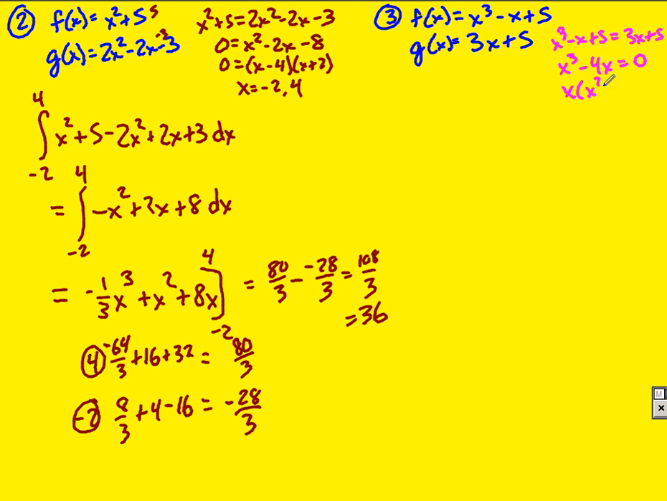Factor out an x, I'm left with x squared minus 4. So that means I have x minus 2, x plus 2 must equal 0. So that means that x equals 0, 2, and negative 2. So this is the tricky one that we've talked about before, where we have multiple intersection points.